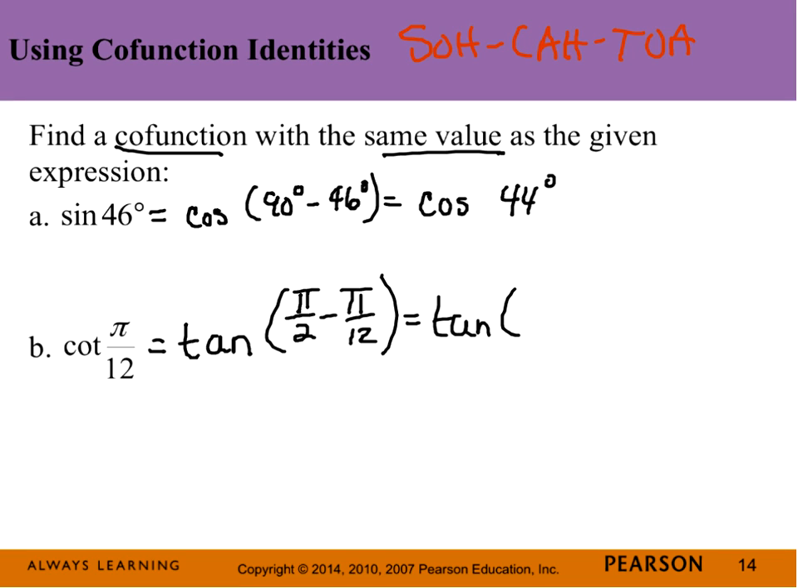Okay, I need a common denominator to be able to subtract these two values. So I just need to multiply by my special form of 1, 6 over 6 for that first term. And I get 6 pi over 12 minus pi over 12. So this is the same exact thing as the tangent of 5 pi over 12. Are y'all cool with the cofunctions? Okay, Roy says yes.